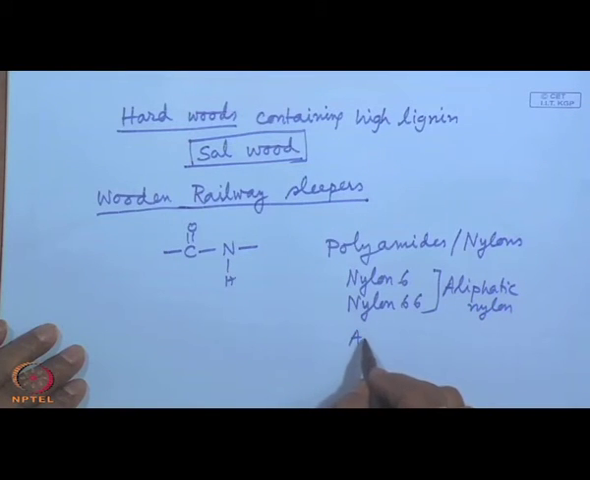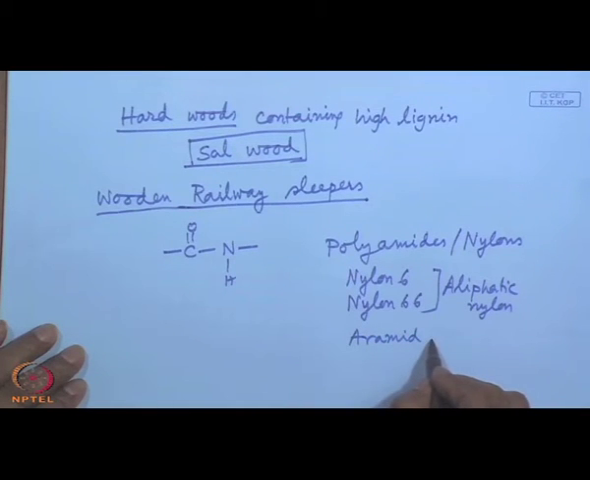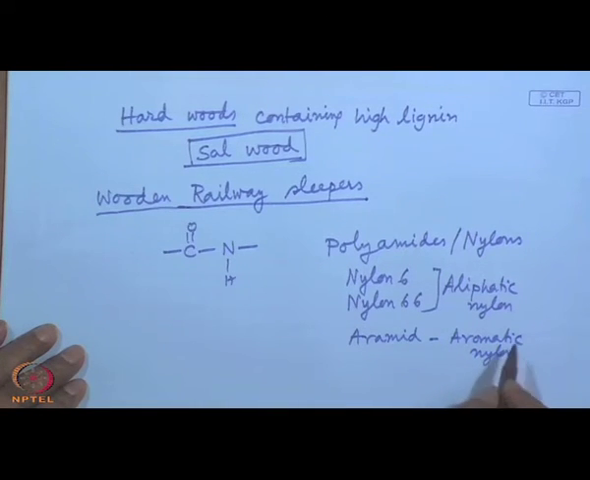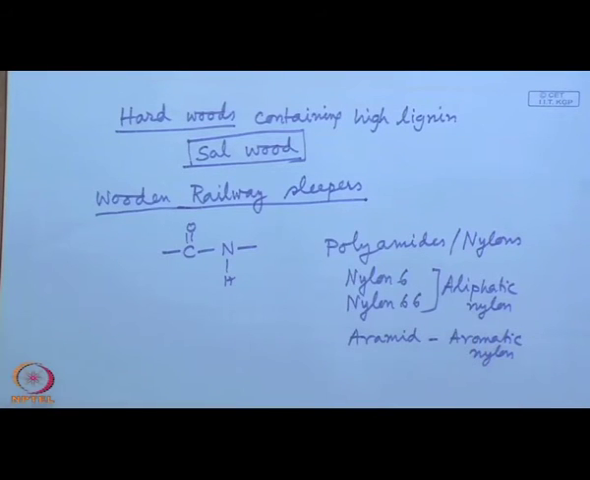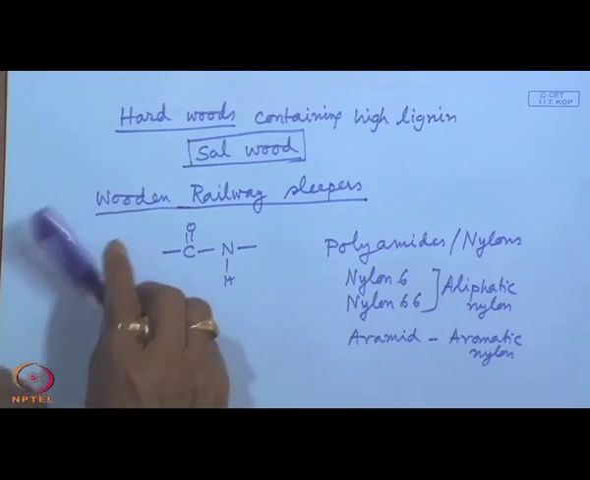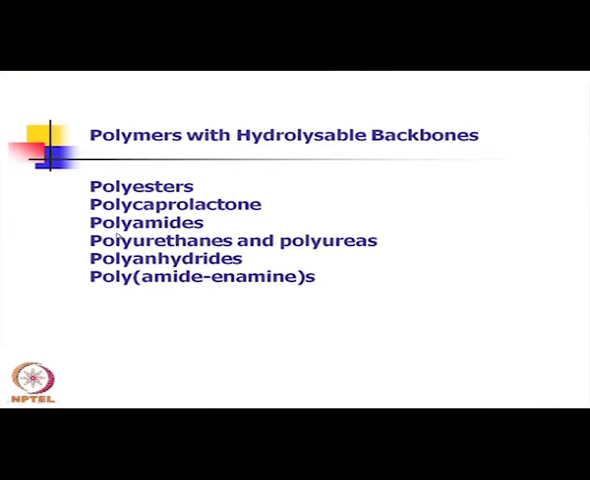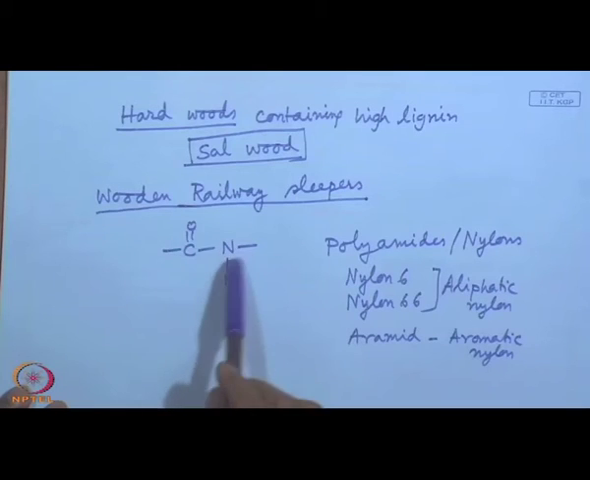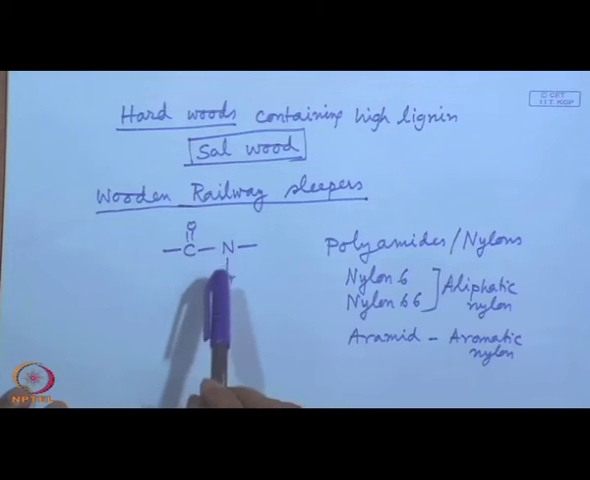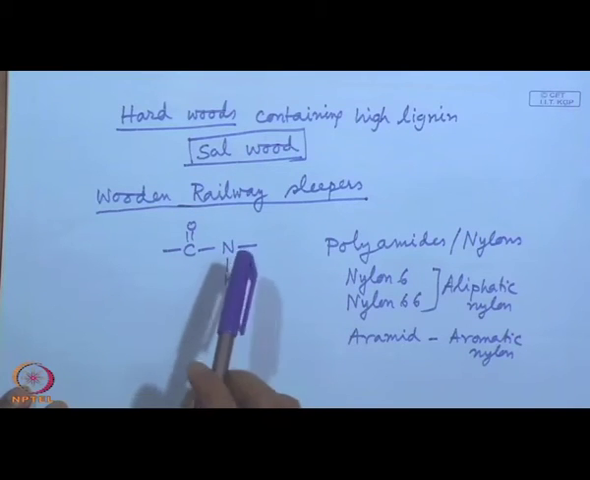There can be aramid, which is aromatic nylon. Now, aliphatic nylon degrades faster than aromatic nylon. So, these nylons are in general known as polyamides because of the presence of the amide linkage, which is similar to the peptide linkage in proteins.